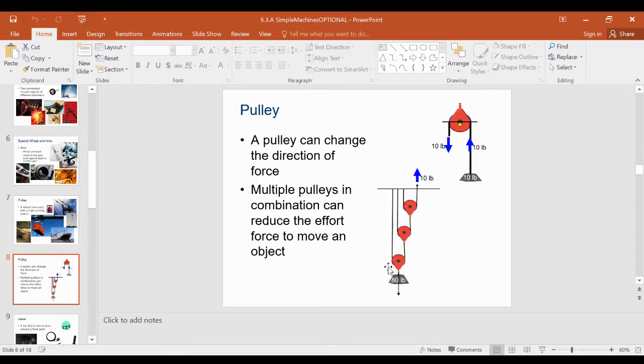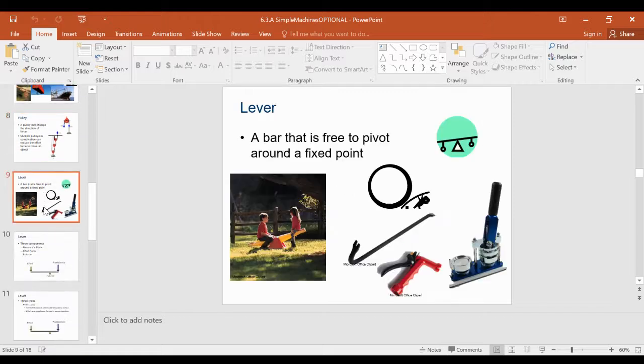This is called a compound. This compound pulley here is also known as a block and tackle. All right. Each one of these lines reduces the amount of force.